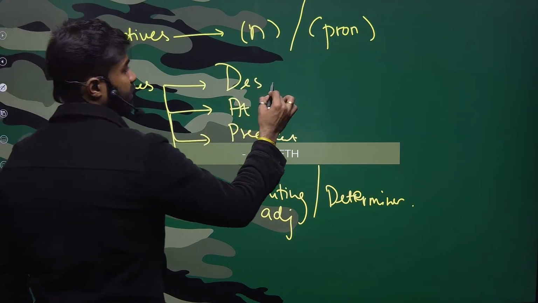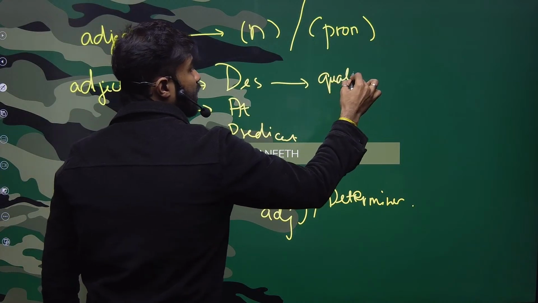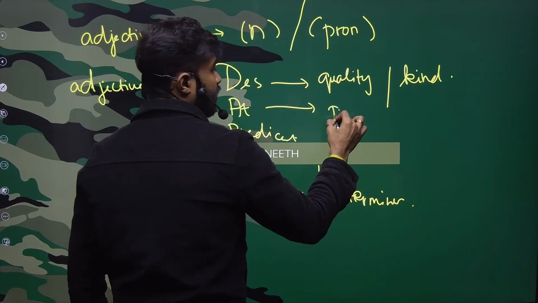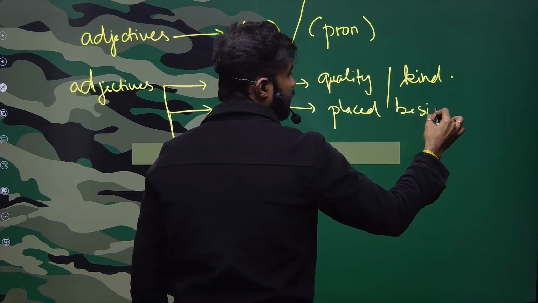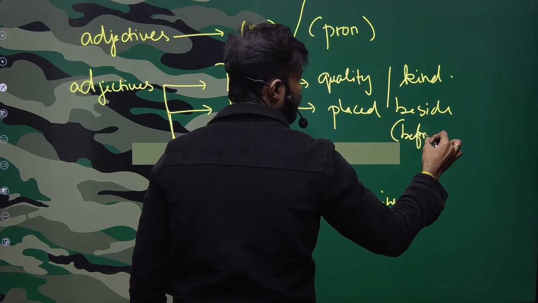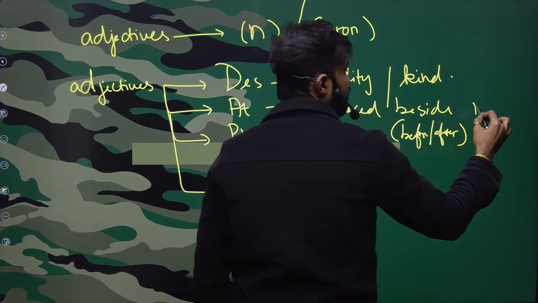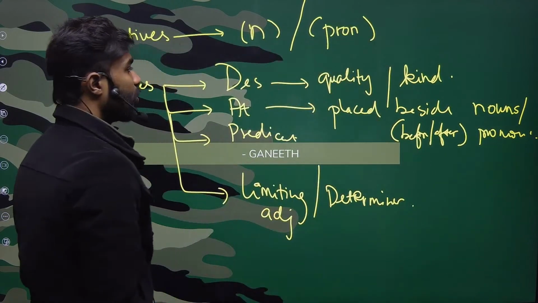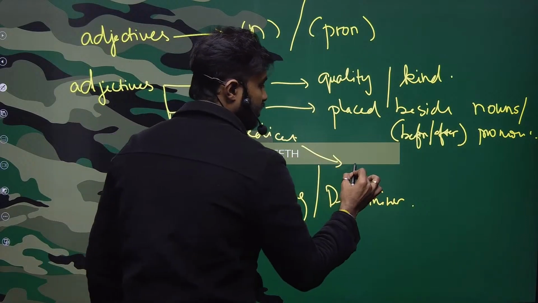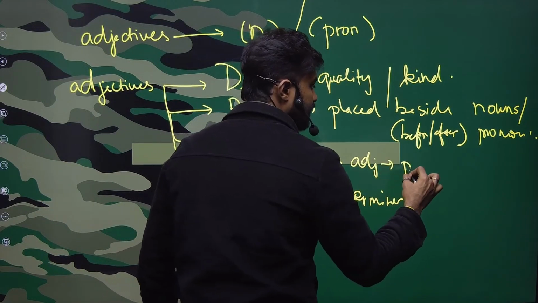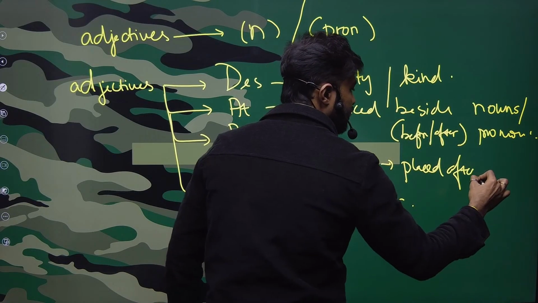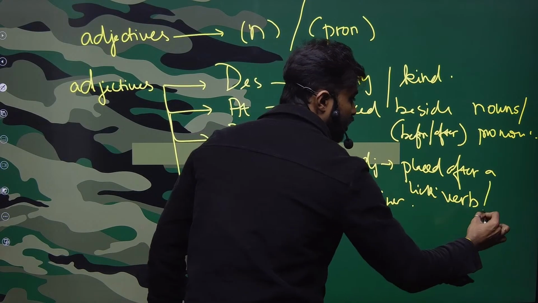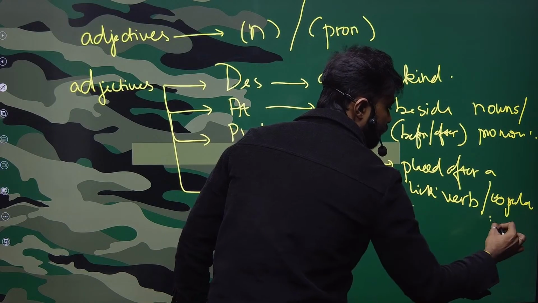We have descriptive adjectives. This will talk about the quality or kind. All right. Attributive adjective: placed beside. What do you mean by beside? Beside means before or after. Clear? Beside nouns or pronouns. That's it. And what do you mean by predicate adjectives? Predicate adjectives are those adjectives which are placed after a verb. But what verb? Linking verb or copula verb.